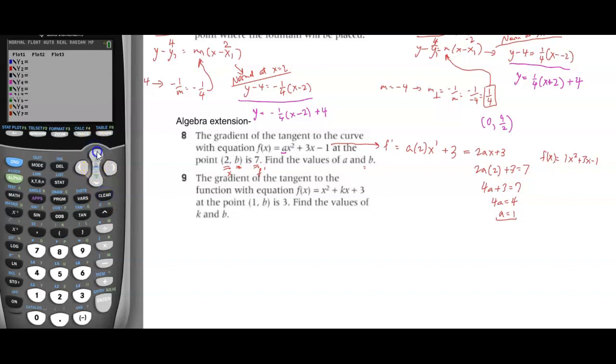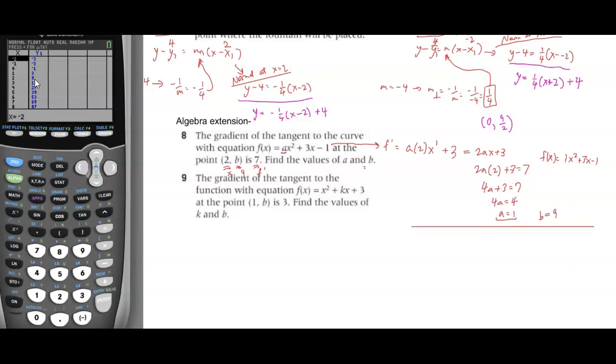So I'm going to put, instead of ax squared plus 3x minus 1, which I can't put in the calculator, I'm going to put 1x squared plus 3x minus 1. So which would be the same thing as x squared plus 3x minus 1. So now I can just look in the table, and I can see that at x equals 2, my y value is 9, which means that b is 9.